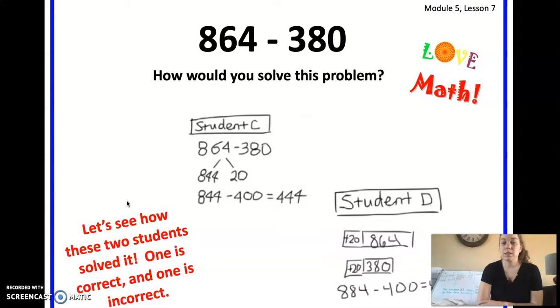So they now have 844 and 20, and they added the 380 and the 20 together, and they got 400, and now they had 844 left, and that's 844 minus 400, which is good, 444. But is that correct?